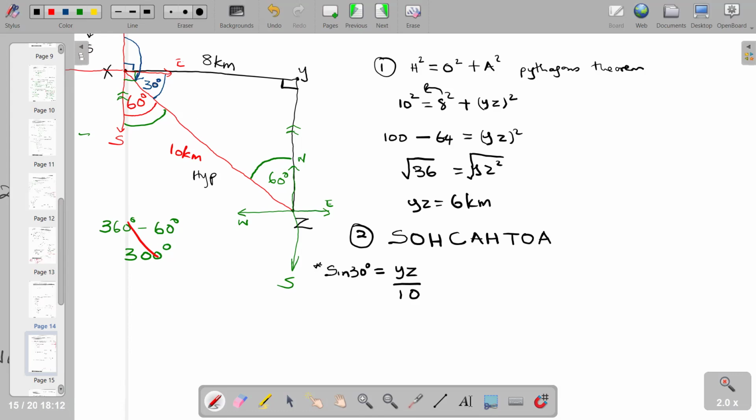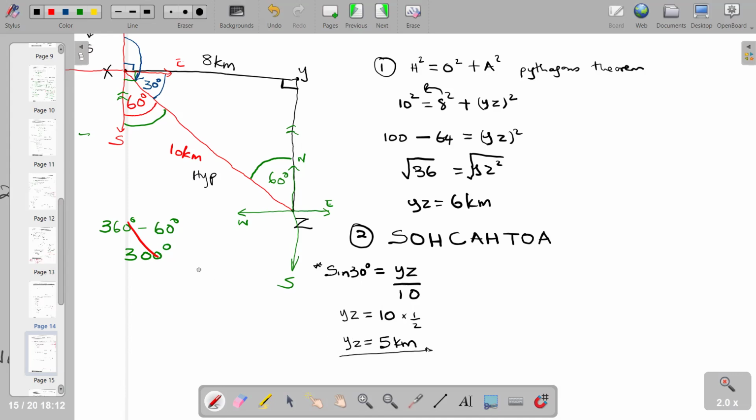So sine 30 is equal to opposite. Opposite of 30 is this one, divided by the hypotenuse. Hypotenuse is 10 there. So when you simplify, your yz will be equal to 10 times sine 30. Sine 30 is half. So eventually, if you used this method, the yz was going to be equal to 5 kilometers. Because sine 30 is half.